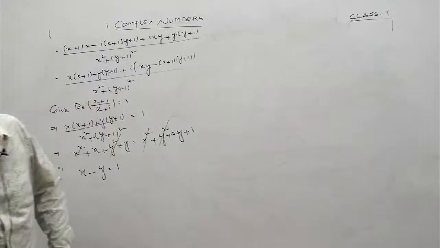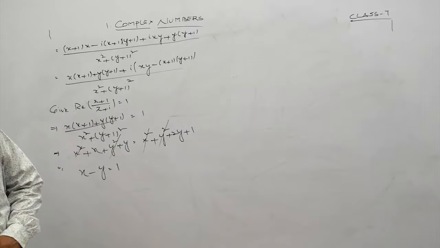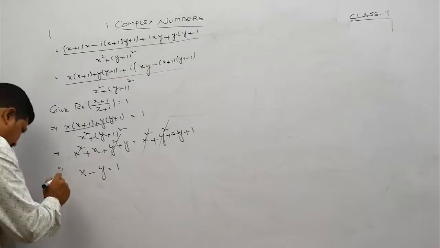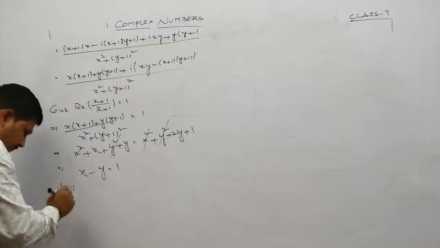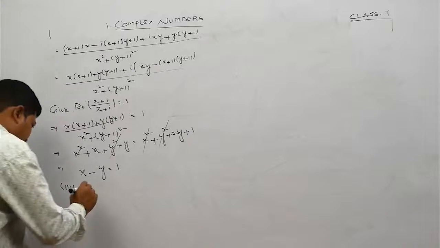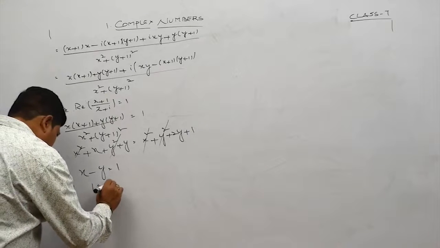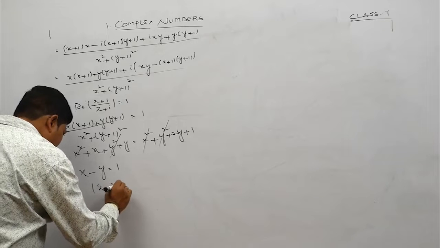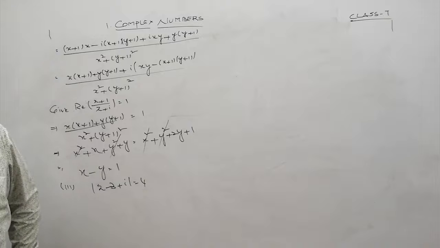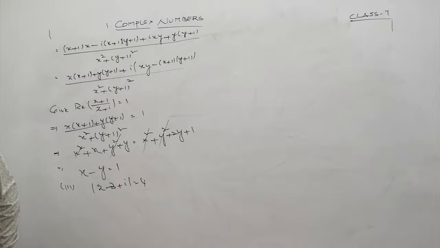Next problem. Question number 3. If |z - 3 + i| = 4, then find the locus of z. So again, the same question has been asked.